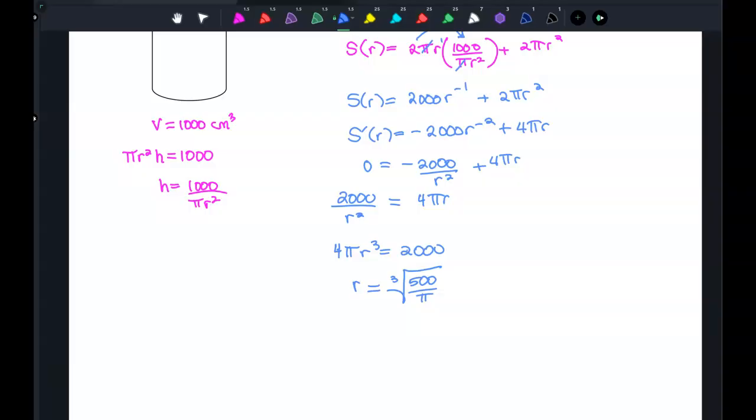I don't know what this is. Somebody have a calculator handy? I think it's like 5 point. No. I just taught this last period. I like 3 decimals. 5.419.